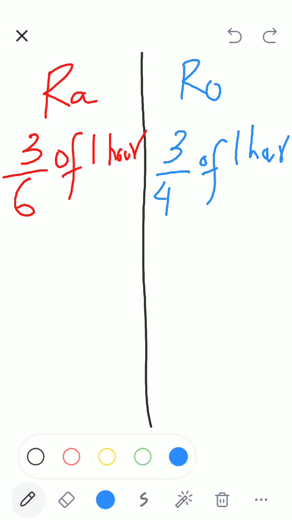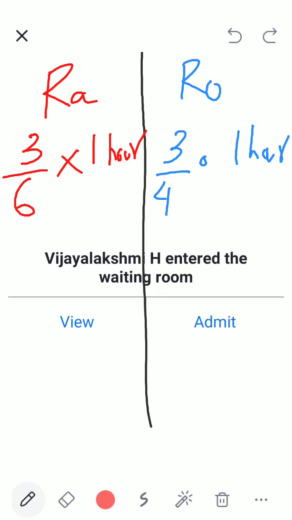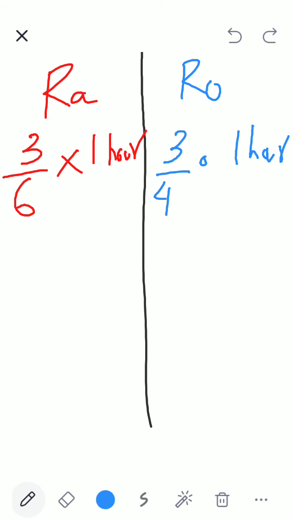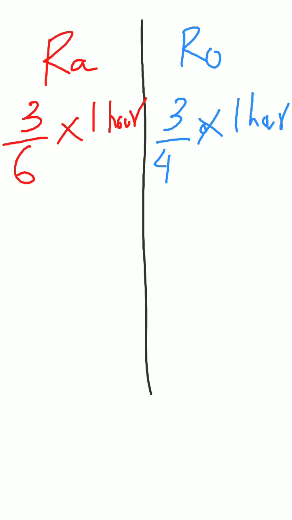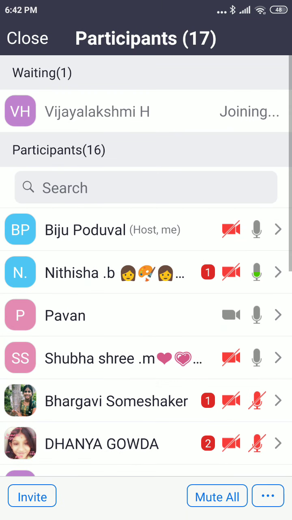So basically it is. So I told you all, no, "of" becomes what? Multiplication. Okay. Here also it becomes multiplication. What happened, children? No, there are a lot of children who are having network problem.